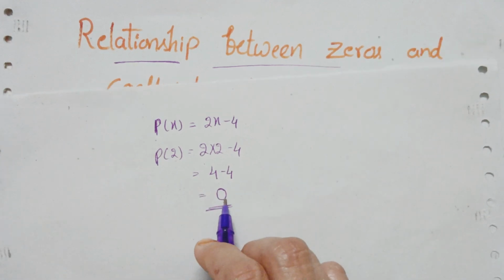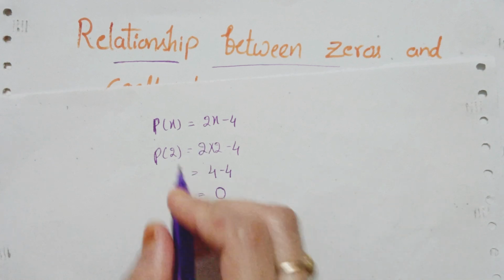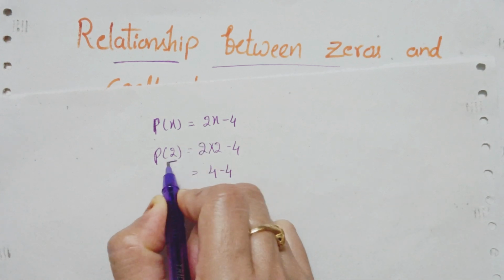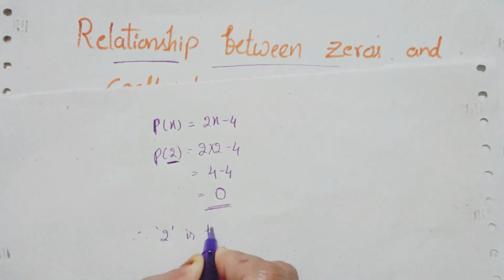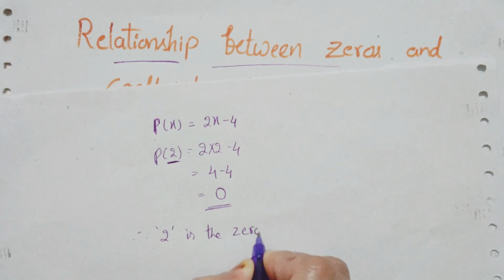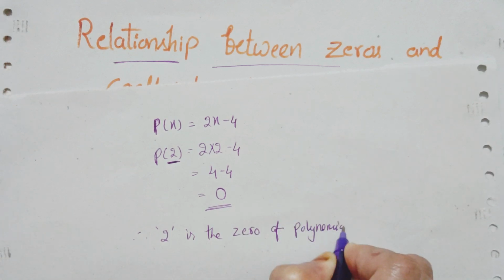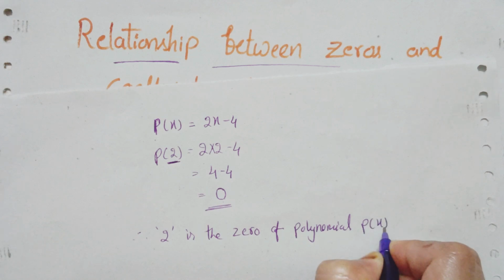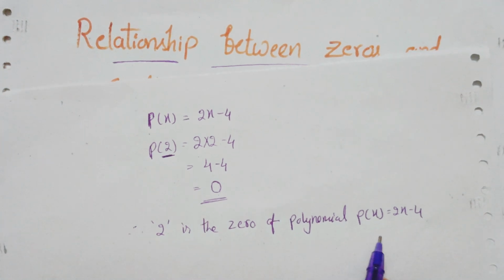So we got the answer as 0 when we put the value 2 in the place of x. Therefore, this 2 is called the zero of the polynomial. Therefore, 2 is the zero of the polynomial p of x, which is nothing but 2x minus 4. Have you understood, guys?